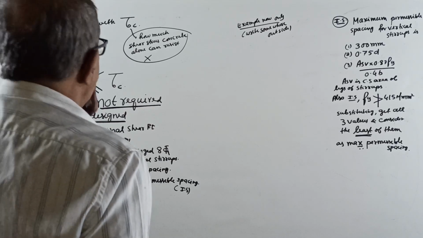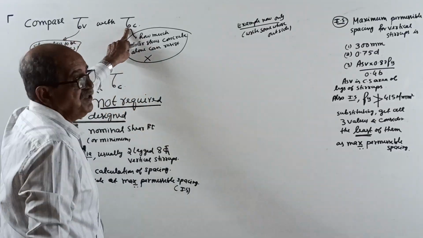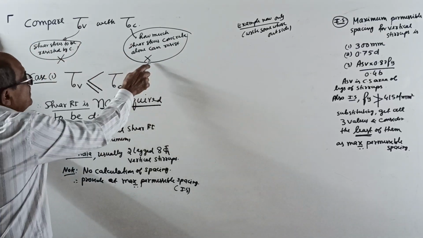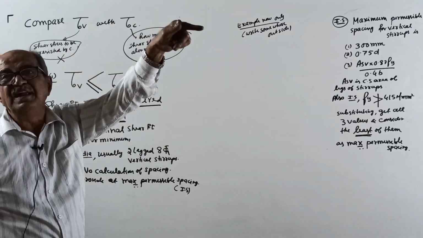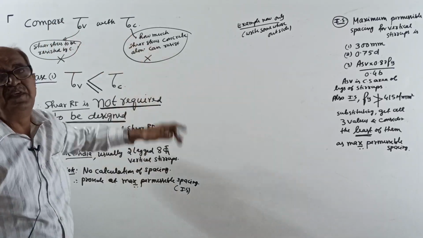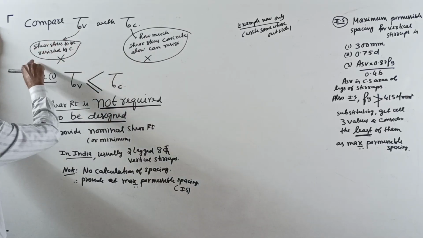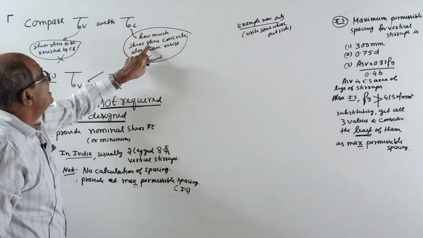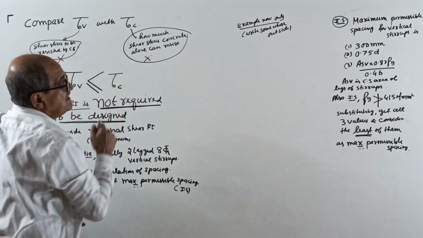Okay. I will tell the order. Don't write immediately. Compare tau v with tau c. Now, this is only for understanding. Don't write it in the procedure. Write outside, or write in a light line, so that you don't have to write all these things while solving the question. Tau V is the shear stress to be resisted by the cross section. Tau C is how much shear stress concrete alone can resist.